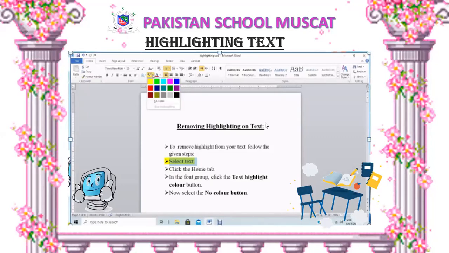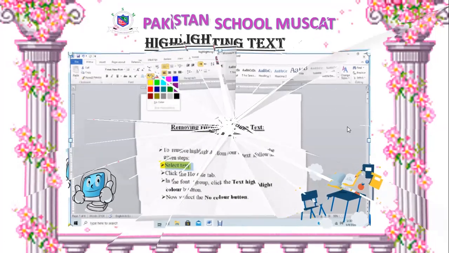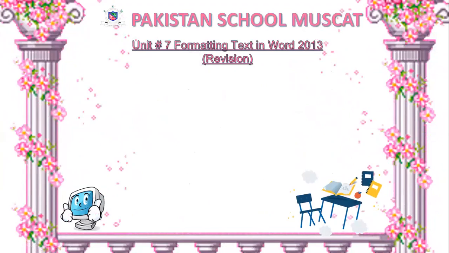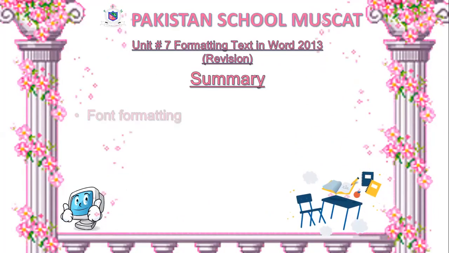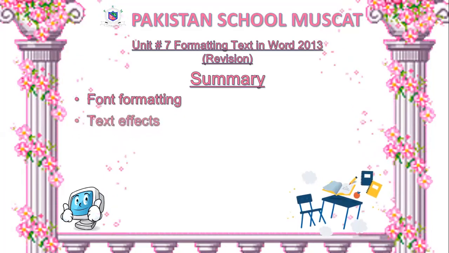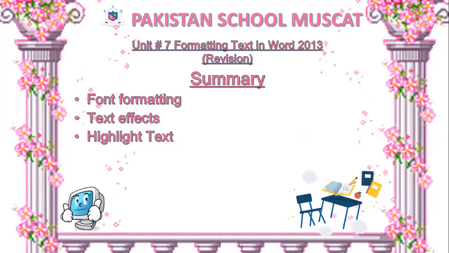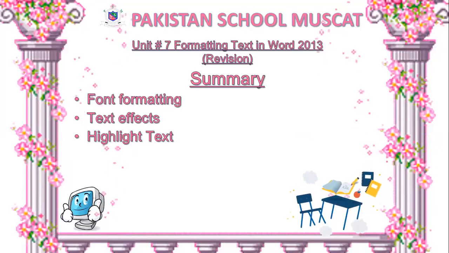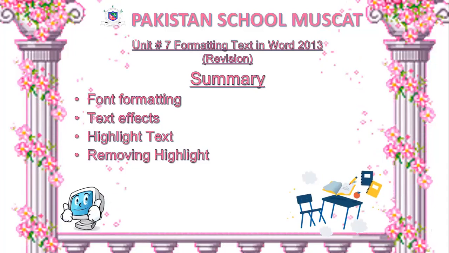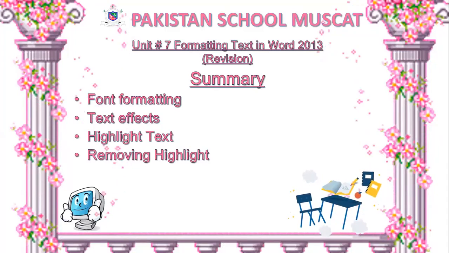So my children, we have learned how we can remove the highlighting on text as well. And with this, we have moved towards the end of this lesson, the revision lesson of your unit number 7. Let's quickly revise what we have learned in this lesson. We have discussed the formatting of your font. We have discussed the text effects, how you can apply different text effects on your text, how you can highlight your text. We have discussed the removing the highlight option as well.